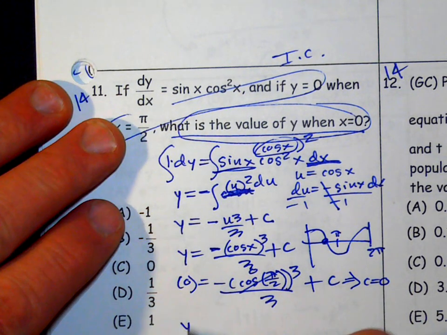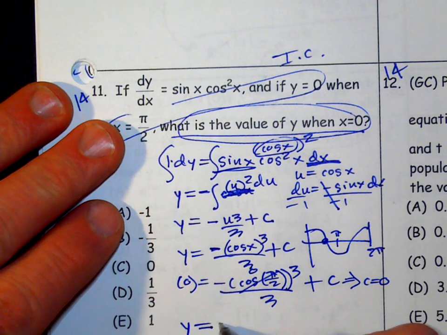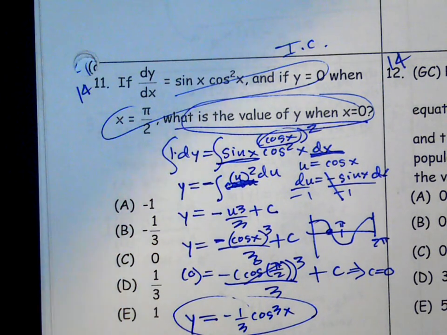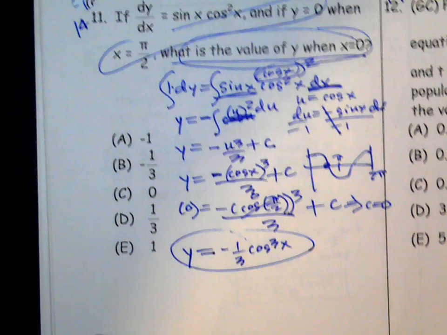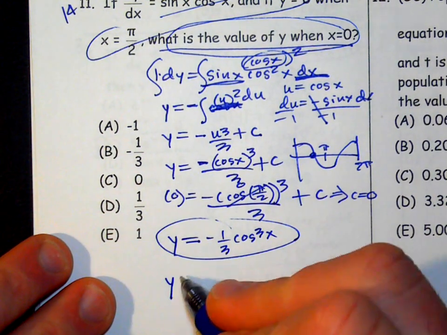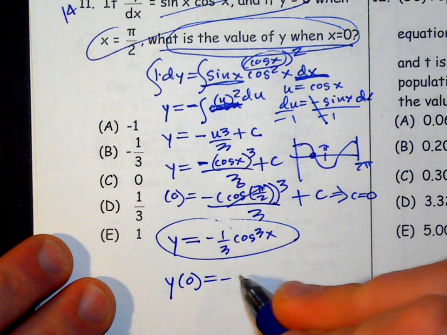So our answer is now y equals negative 1/3 cosine cubed x. That's the solution. Leave the domain to be all reals. We're going to plug 0 in for x.